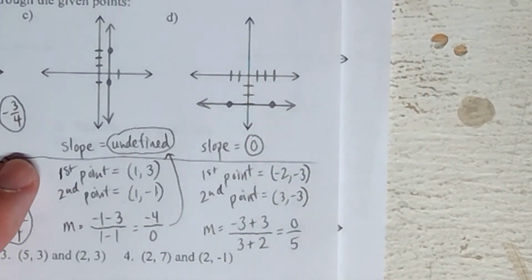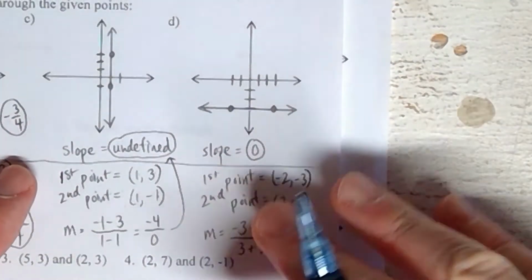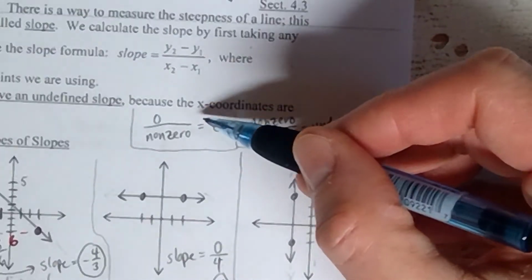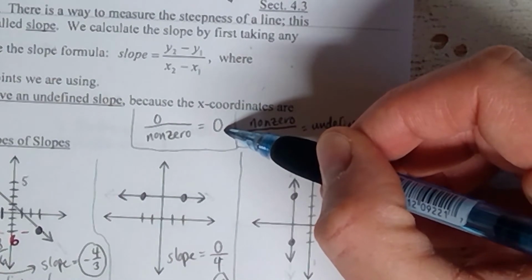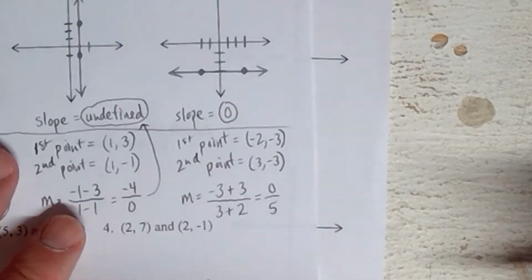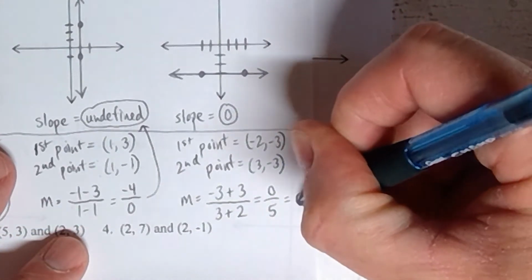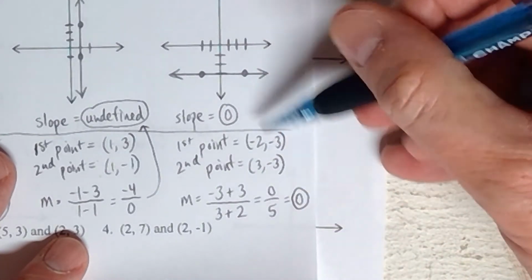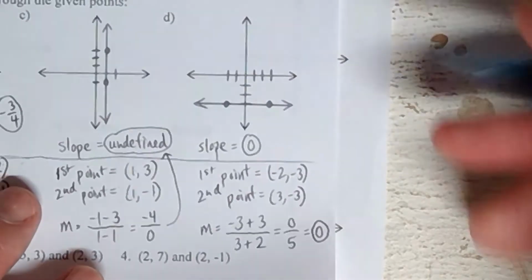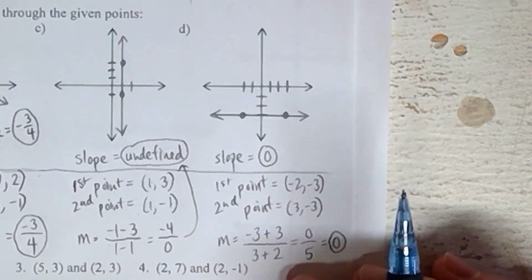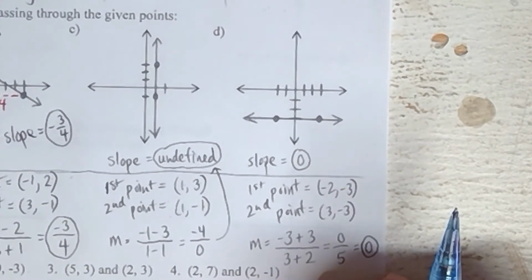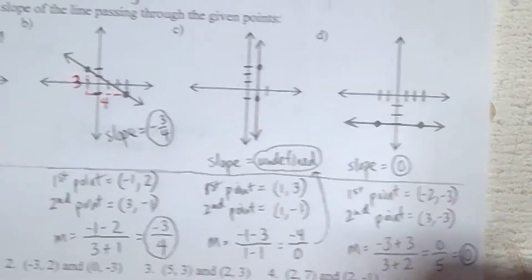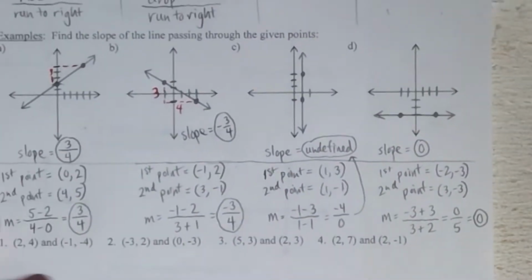0 over 5. And as we already talked about earlier, 0 divided by non-zero is 0 all the time. And so that agrees with what we calculated earlier. It's supposed to be a 0 slope. All horizontal lines are a 0 slope. Okay. And so those are the 4 different types of slopes.